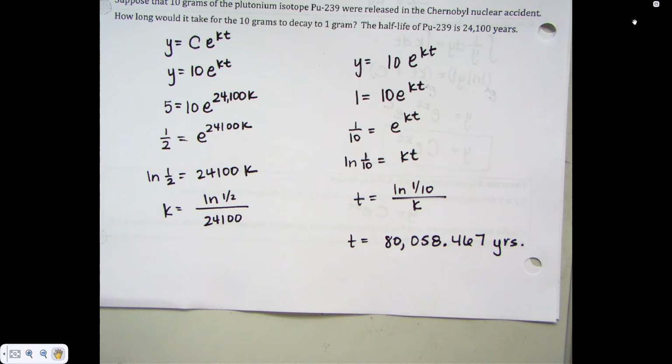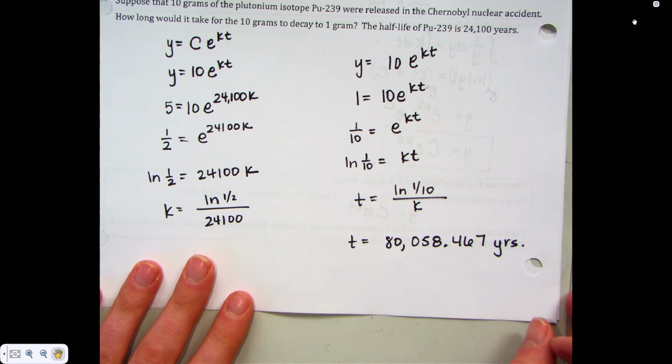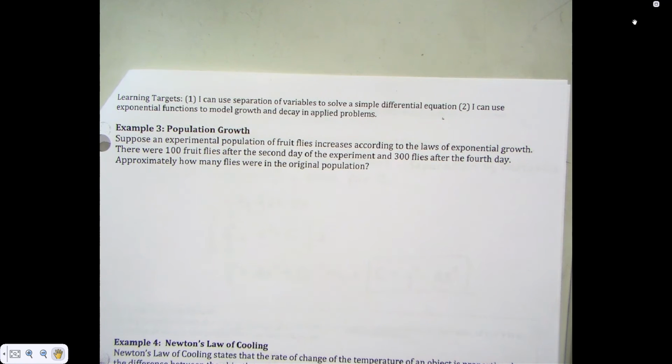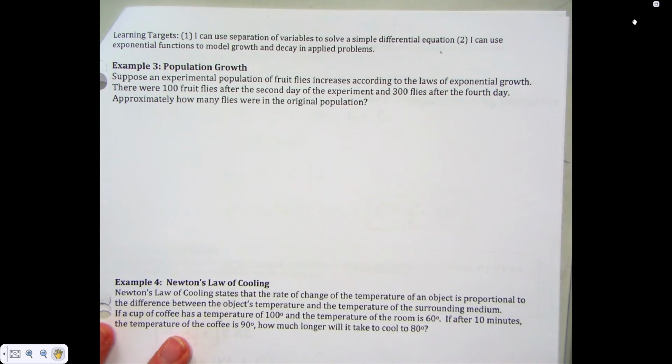Example 3, a little bit harder. If we read, they didn't give us an example 3. They did not give us the initial value. They started with 2 data points, neither of which is at time 0.